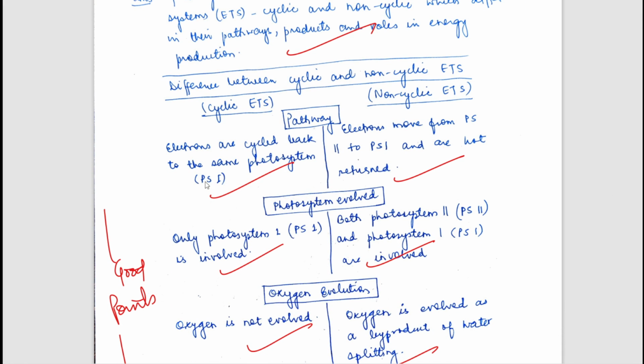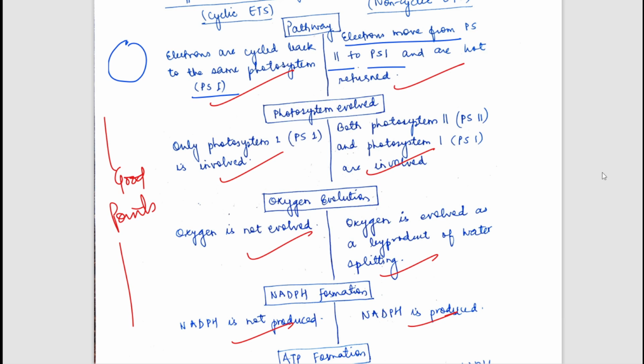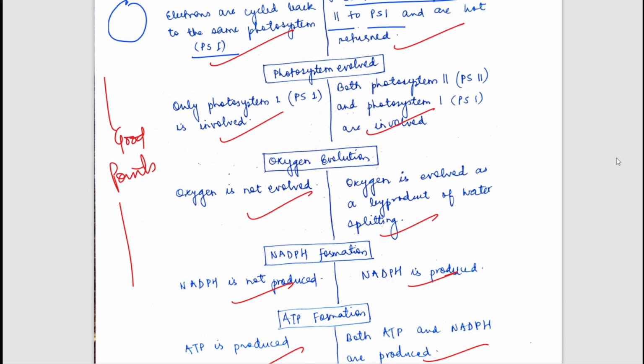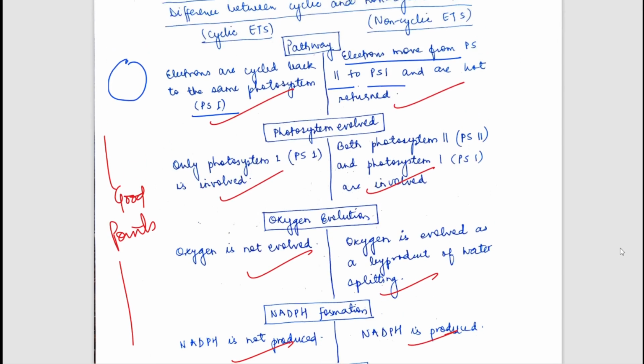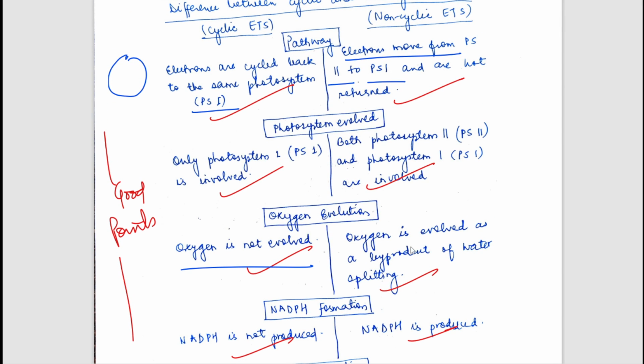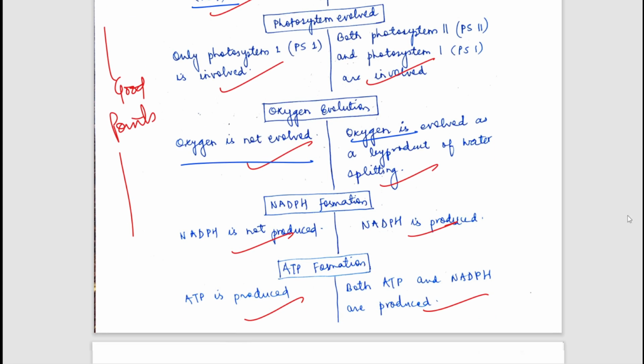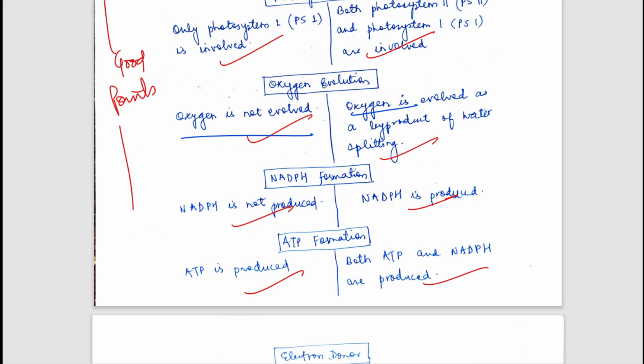In the cyclic pathway, we all know that it involves photosystem one, and it is a cyclic pathway: it starts from PS1 and comes back to PS1. But in the non-cyclic one, it is not a cyclic pathway; electrons move from PS2 to PS1. Now, the photosystems involved have also been mentioned. Oxygen evolution is mentioned: in the cyclic one oxygen is not involved, but in the non-cyclic one oxygen is involved. And NADPH formation has been mentioned. Then ATP formation has been mentioned.